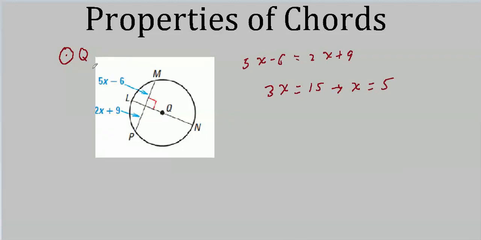Does that work? Well, let's try it. This is 25 minus 6, and it should be 19, right? Okay. This is 10 plus 9. Well, that's 19 also. Not a very good 9, but it works.